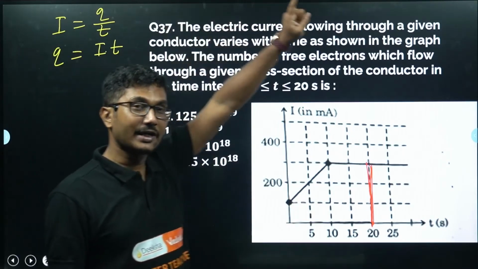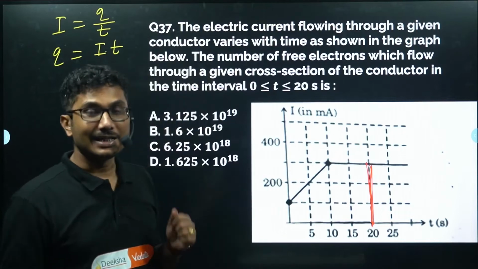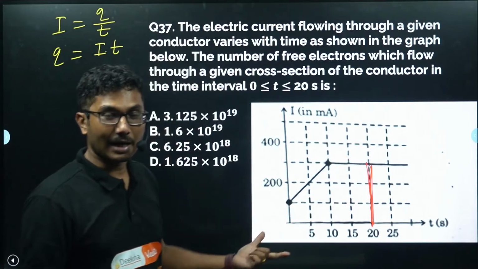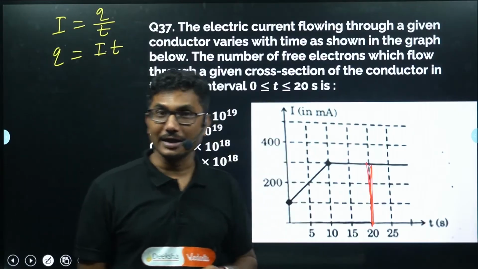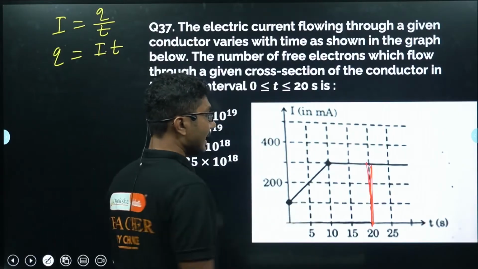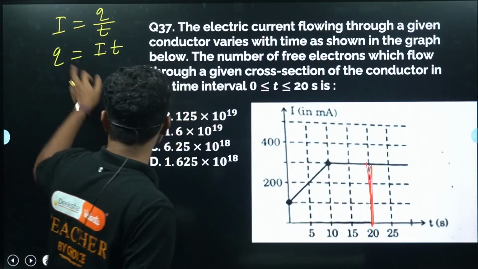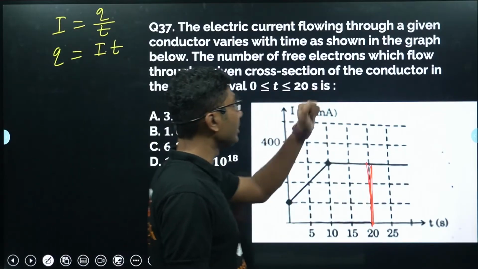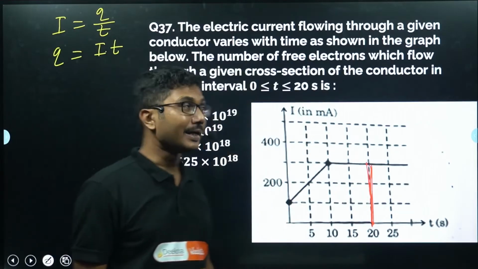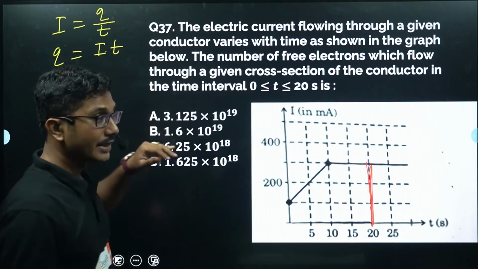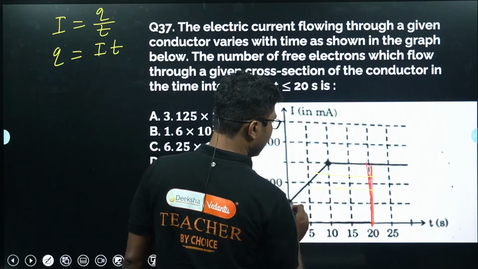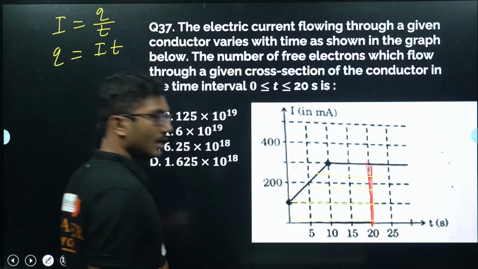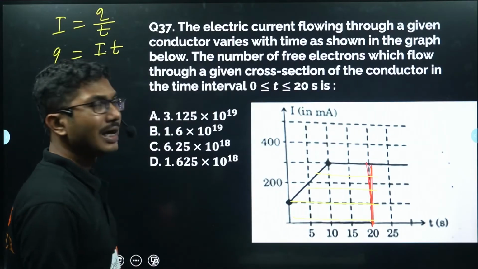If you remember VT graph, V times T is the displacement, right? So if we are able to find the area under the graph, then we will be able to find the displacement. Similarly, in this case, if I and T are given, and we know that Q is equal to I into T, then the total charge that flows is the area under the graph. Now, how can we calculate the area under the graph?